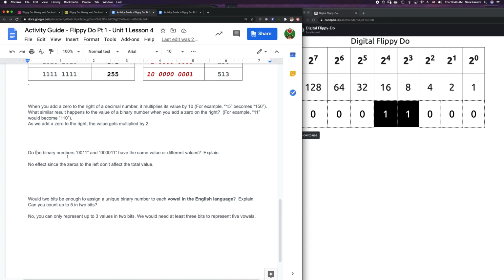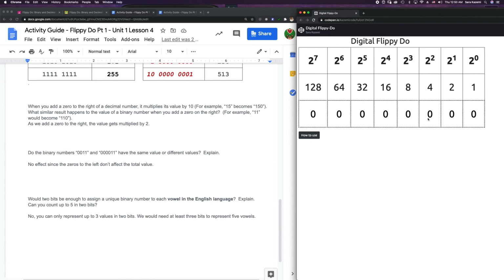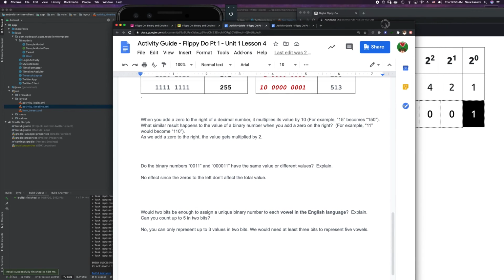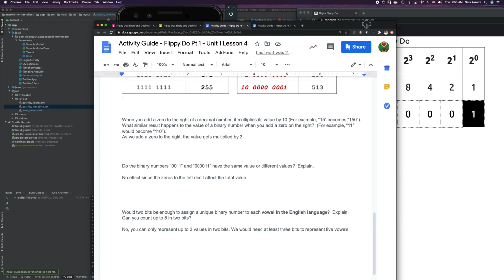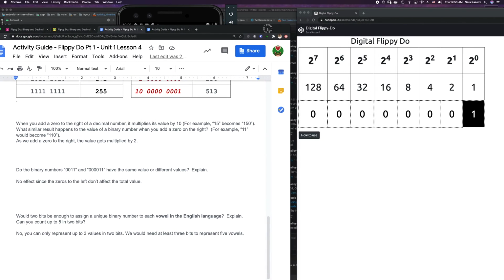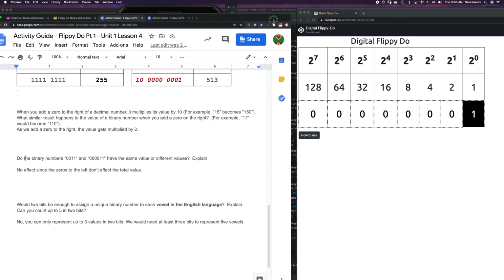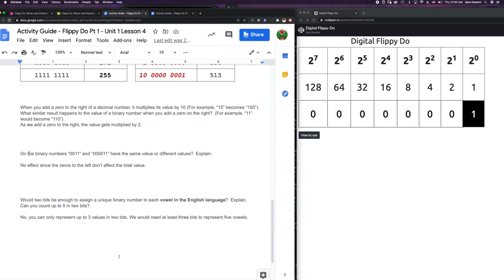The next question is, do binary numbers 001 and 000011 have the same value or different values? So again, we can take a look at this. What they're asking is, is this value the same as this value? And is that the same as this value or this value? And it turns out that yes. As we add more zeros to the left, it doesn't have an impact on the value because we're not adding any of these place values, and we're not modifying which position we're actually adding to our overall value. This is always going to be 1. So there's no effect since the zeros to the left don't affect the total value.